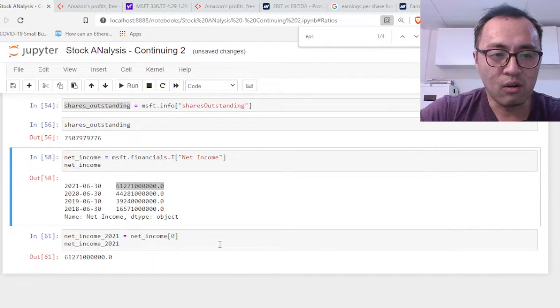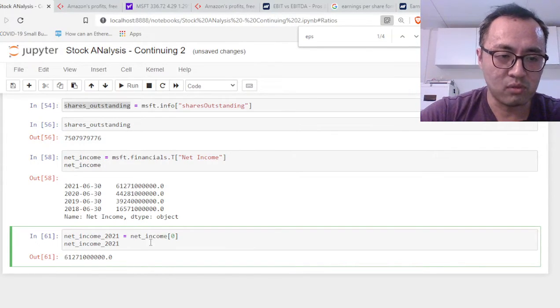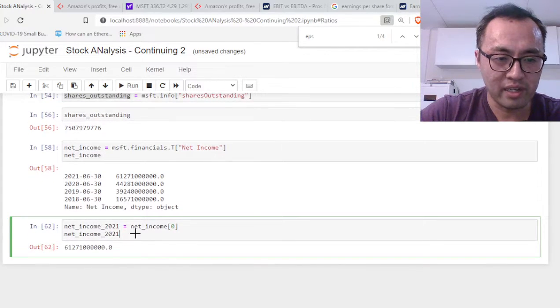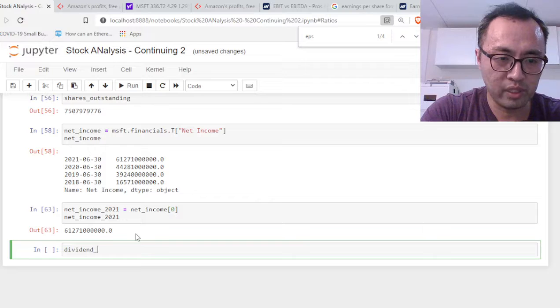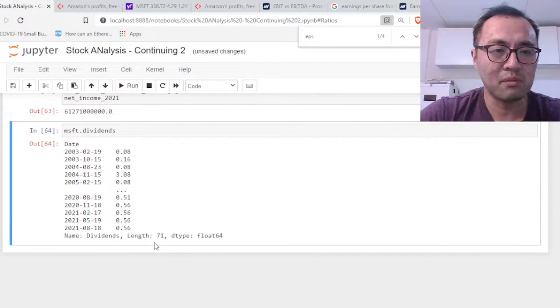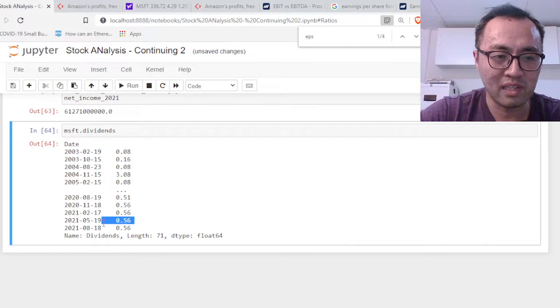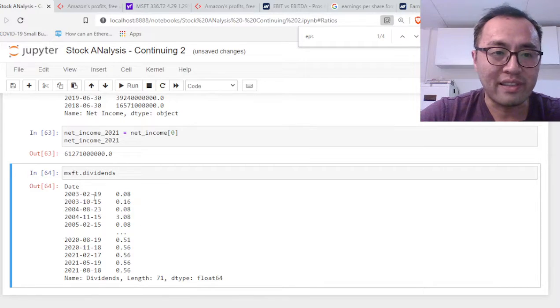Now, dividends. How are we going to get dividends? Well, remember this formula, right? We have to get dividend now. Dividend we're going to get by doing dividend 2021. Actually, let me show you. MSFT.dividends is a time series, right? You see 2003 is up here and 2021 is down here. I should probably report this to Yahoo Finance. Anyway, we can't use dividends for everything. We have to use the dividends for this year, 2021.